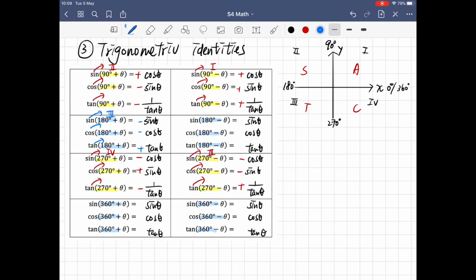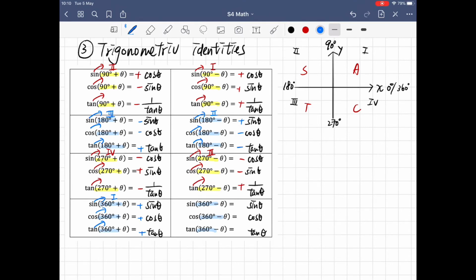As for 180 degree minus theta, it will go to quadrant 2. So in quadrant 2, only sine is positive, while cosine and tangent are negative. Okay, so for 360 degree plus theta, it will go back to quadrant 1. So again, in quadrant 1, sine, cosine, and tangent are positive.